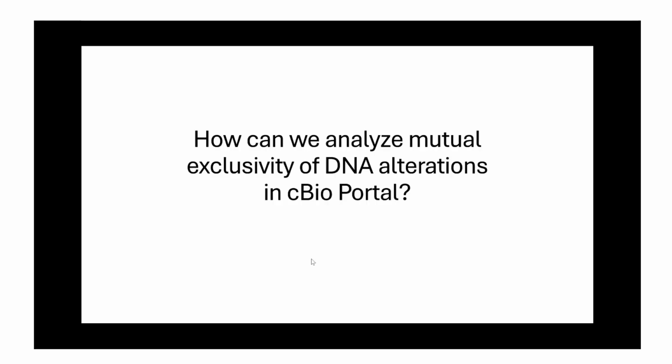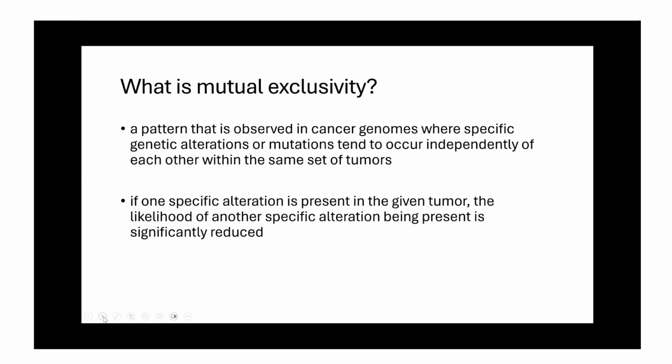Now we're going to talk about how we can analyze mutual exclusivity of DNA alterations in the cBioPortal. So first of all, what is mutual exclusivity? Basically, it is a pattern that is observed in cancer genomes where specific genetic alterations or mutations tend to occur independently of each other within the same set of tumors. So this basically means that if one specific alteration is present in a given tumor, the likelihood of another specific alteration being present is significantly reduced.